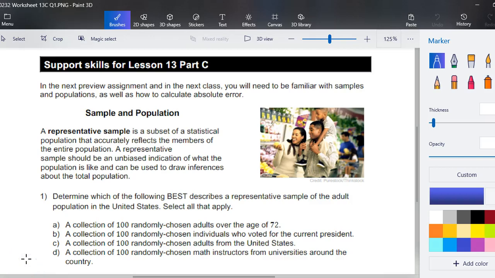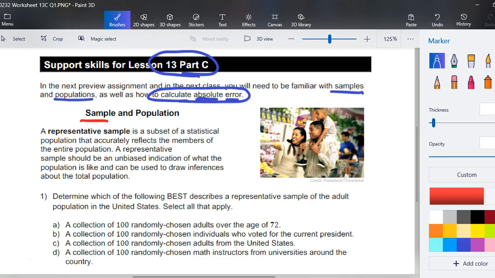So now let's look at lesson 13C. In the next preview assignment and in the next class, you'll need to be familiar with samples and populations, as well as you need to know how to calculate absolute error. So we're going to start with a sample and population. And these are words you definitely need to add to your vocabulary list, however you're documenting it.